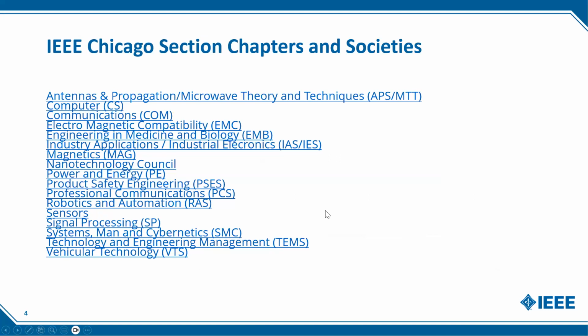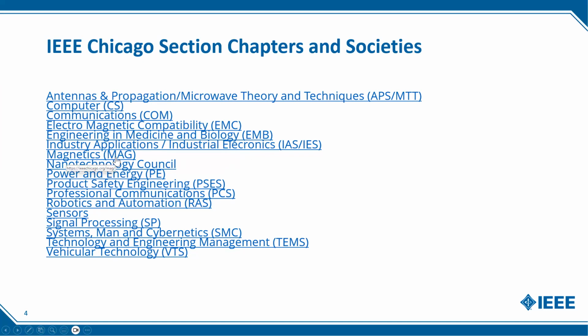So here is the list of the Chicago section chapters and the societies. So we can see here we have many different technical societies. We have the Antennas and Propagation, Microwave Theory and Techniques. We have the Computer Society, which is one of the largest societies within the IEEE Chicago section. We have Communications. We have Electromagnetic Compatibility, so EMC. We have Engineering in Medicine and Biology, EMB. We have Industry Applications and Industrial Electronics.